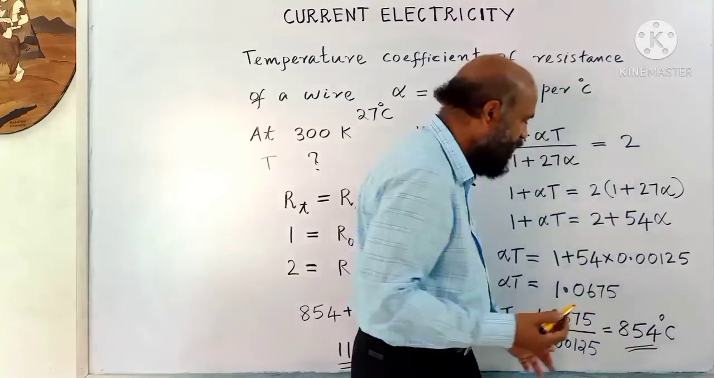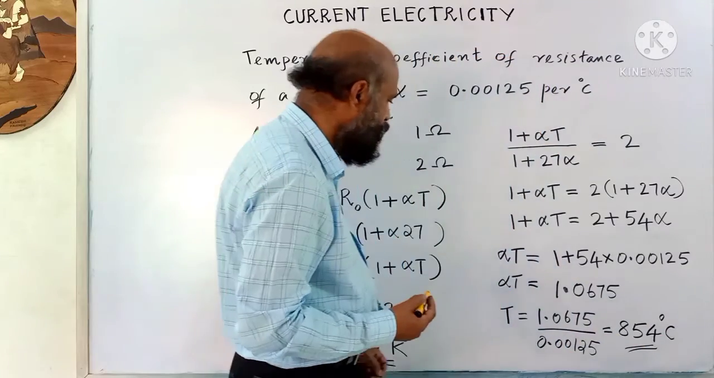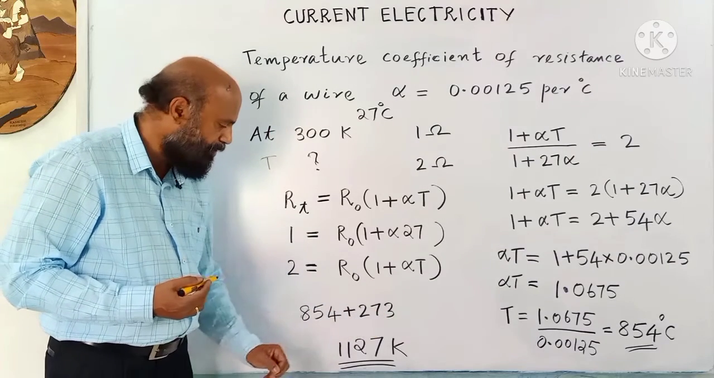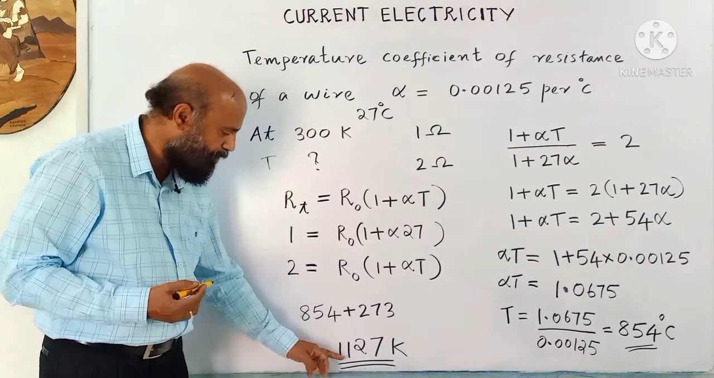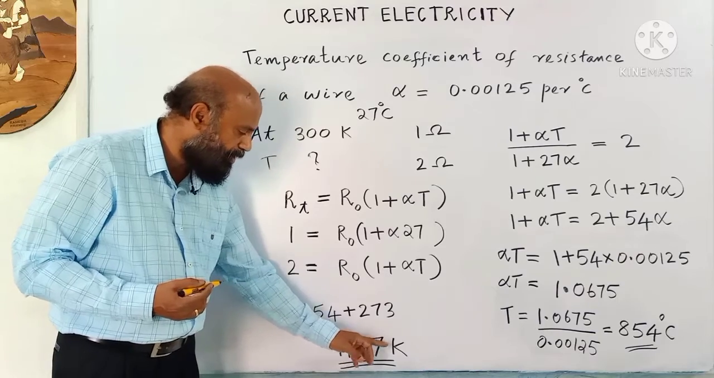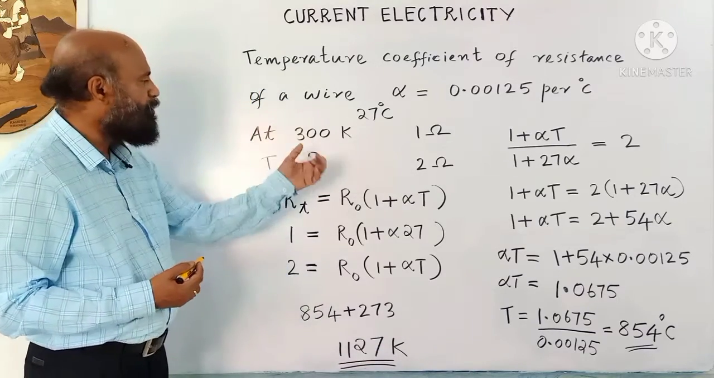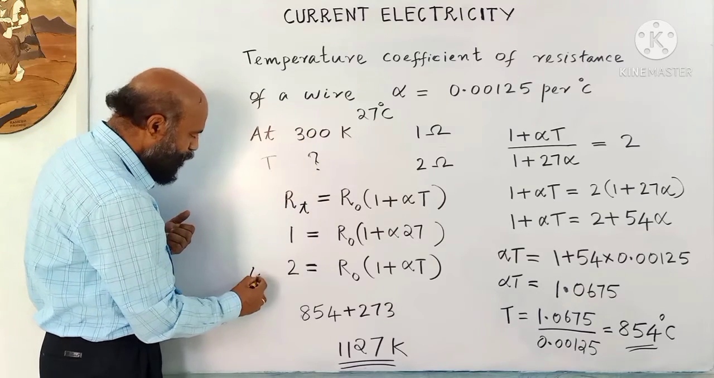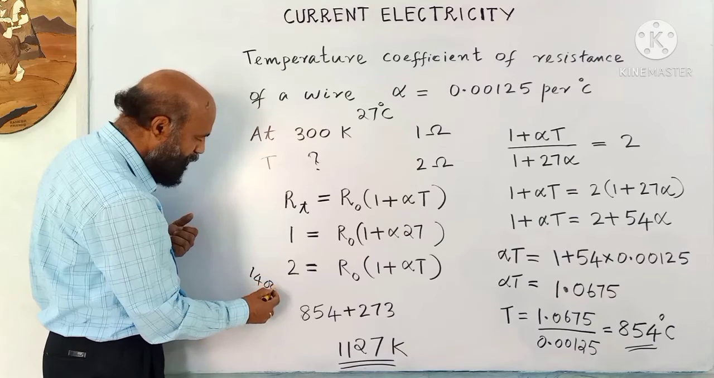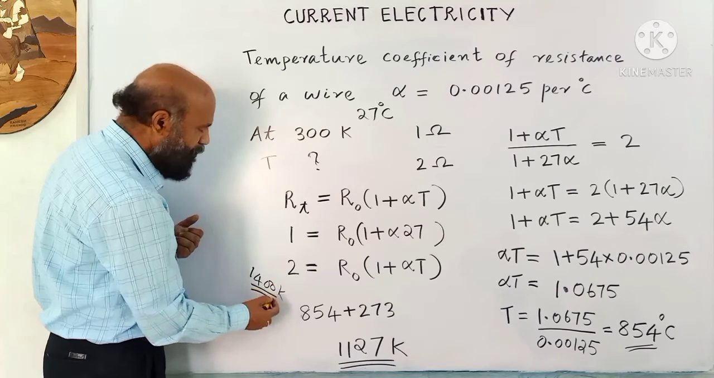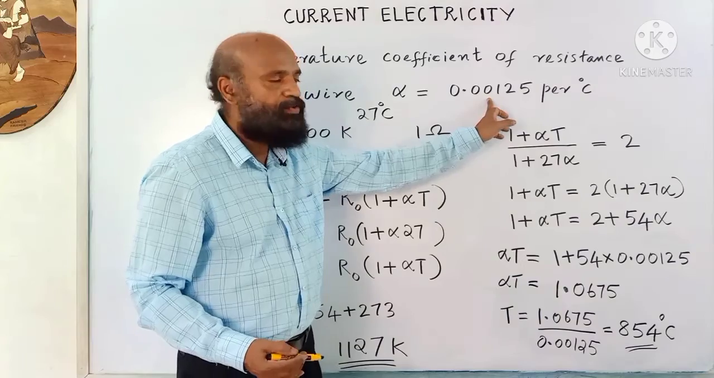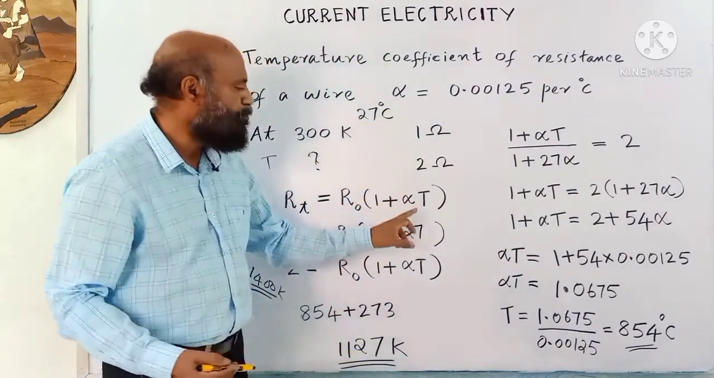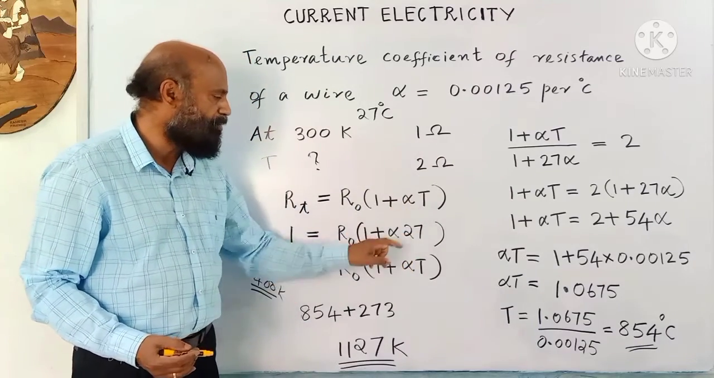That is the answer you are getting in Celsius. If you want to get it in Kelvin, add 273. The correct answer is 1127 Kelvin. If you do this calculation by putting 300, you will arrive at 1400 Kelvin. But since the temperature coefficient of resistance is given per degree Celsius, you have to substitute in Celsius in this relation.